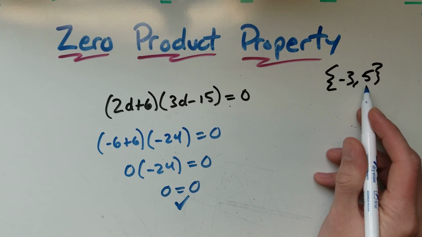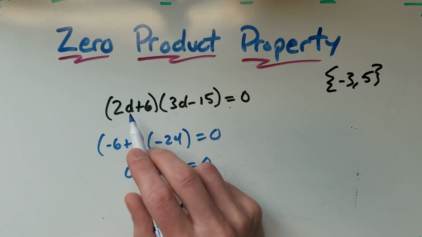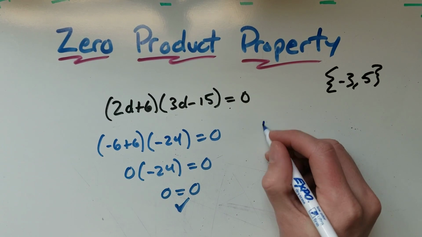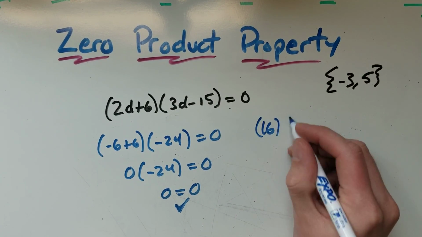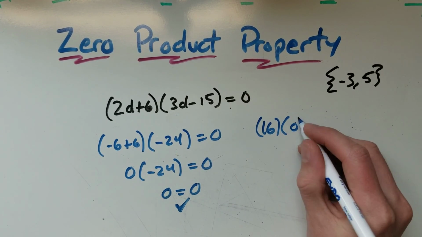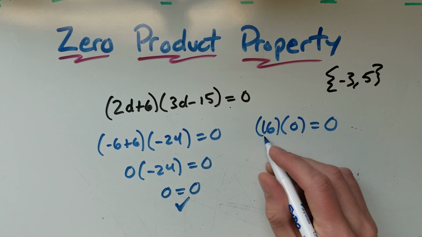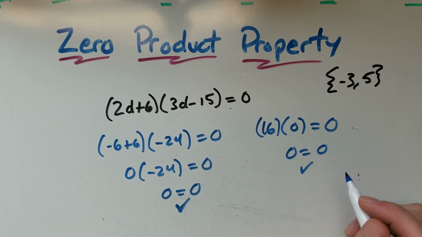And our other possible solution was having d equal 5. Well, if we substitute in, 2 times 5 is 10, plus 6 is 16. So 16 times, well, 3 times 5 is 15, minus 15 is 0. So 16 times 0, well, that's equal to 0. This makes the equation work as well.